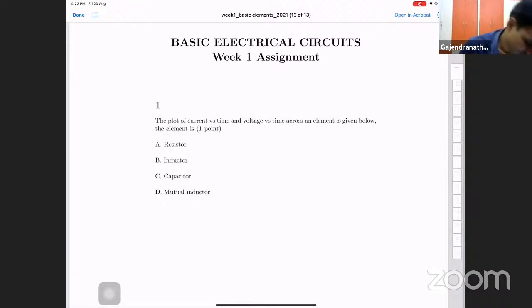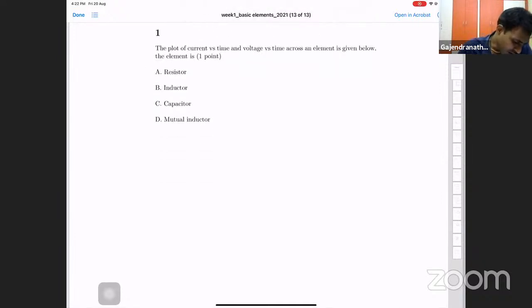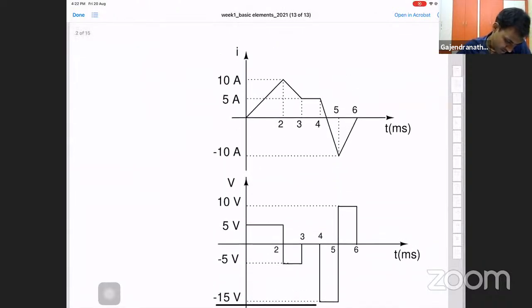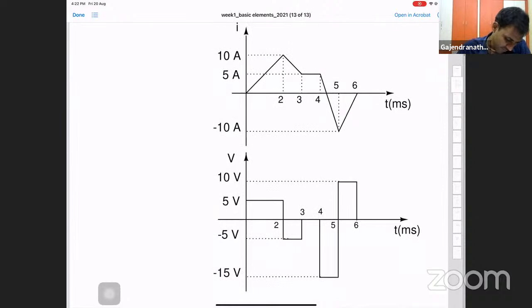Okay, the plot of the current versus time and voltage versus time across an element is given below. We have to figure out which element is given here. So this is the current, that's the voltage. If you observe here, the curve on the bottom is a derivative of the top curve. So I can express it as di by dt. So V and I are related through this expression.